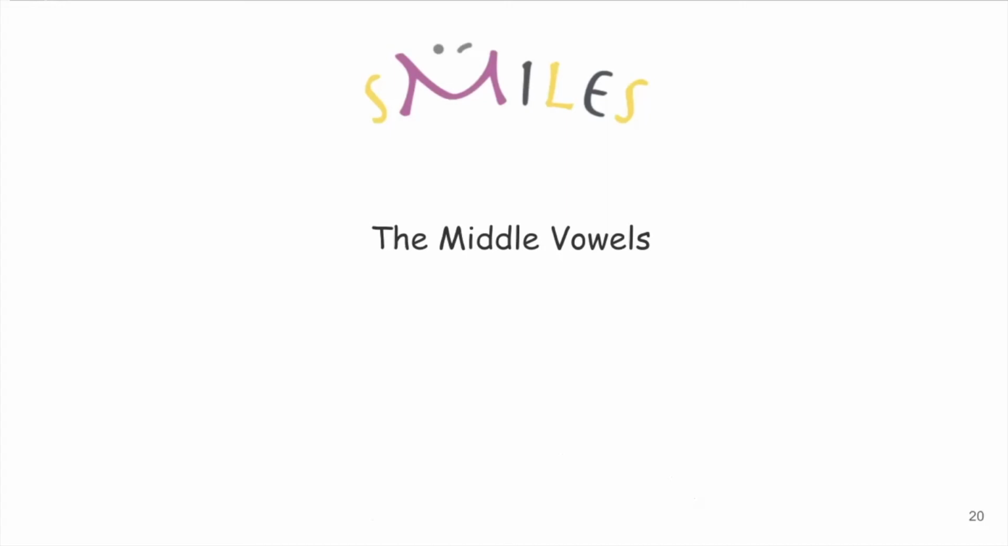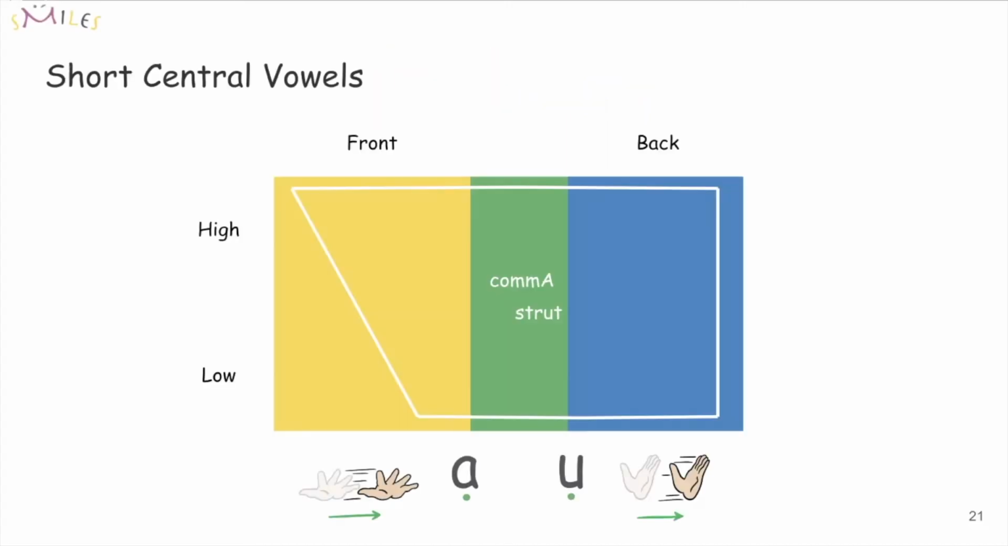There are 2 middle vowels. The short green made by the letter A, as in comma or accordion, and the short green made by the letter U, as in strut or up. Note that these are both short vowels and made in the middle part of the mouth, both of which are indicated by a green dot beneath the vowel letter.